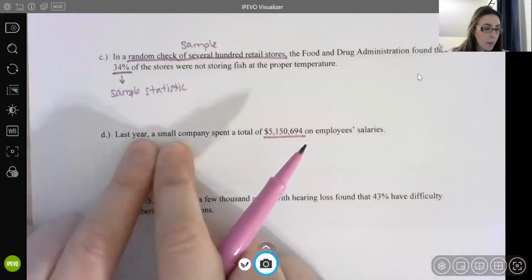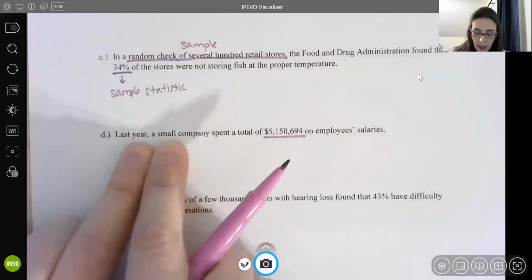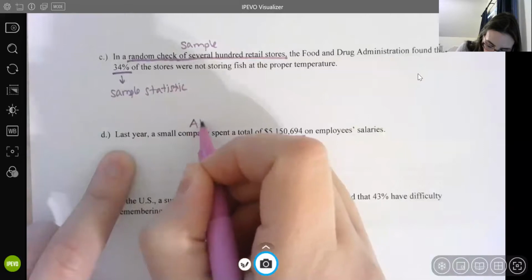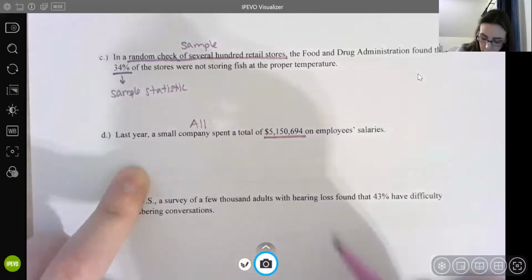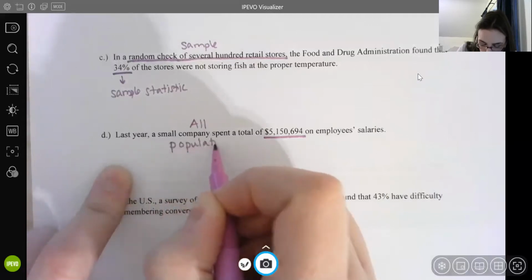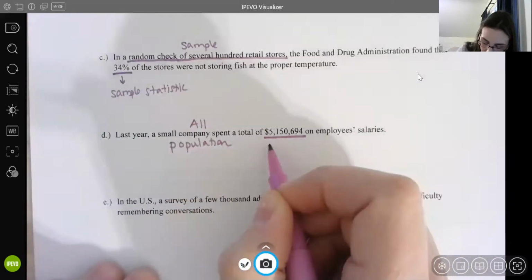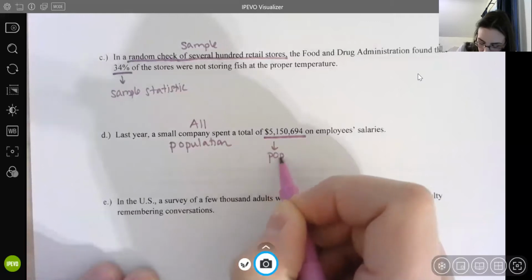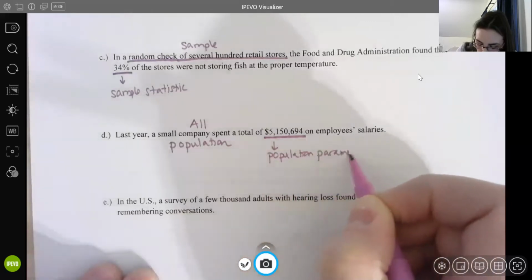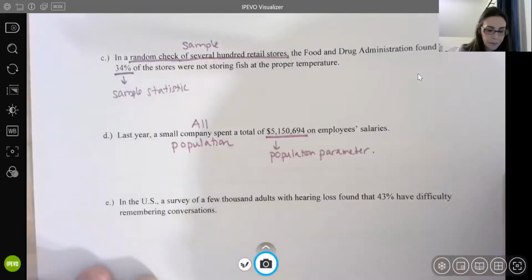It doesn't say a sample here or a survey. So everybody is included. So this is everybody or all of the company. So this is a population. So this right here is a population parameter.